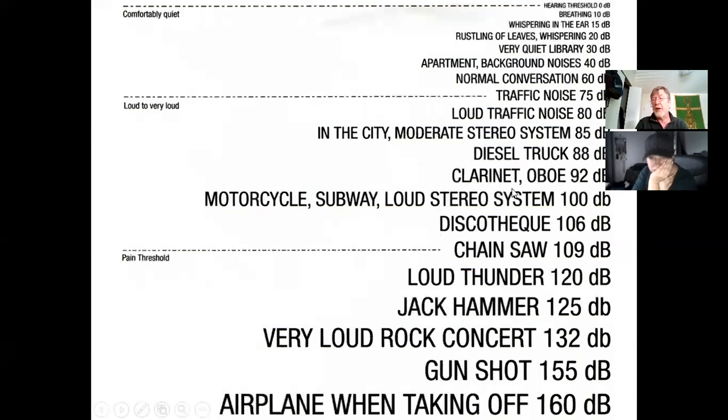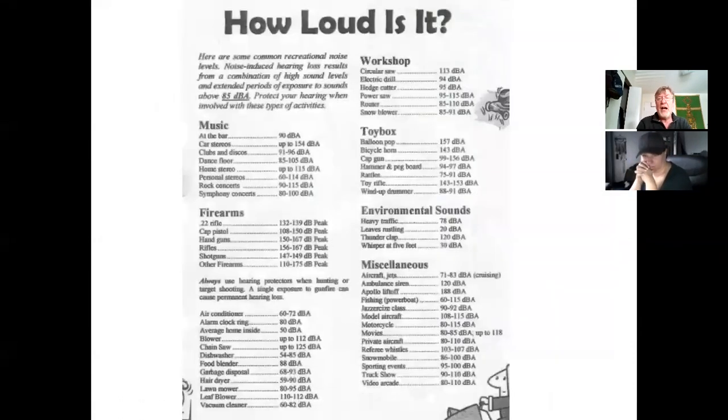How do they know what a clarinet and an oboe is? 92, at what distance? I don't know. Again, it's just, how loud is it? There you go. Music, firearms. This one's quite true. Look at the dBAs. See how it says dBA? That means that they walked around with a sound level meter. That's how you should really think about it. But it kind of gives you an idea of what's going on.